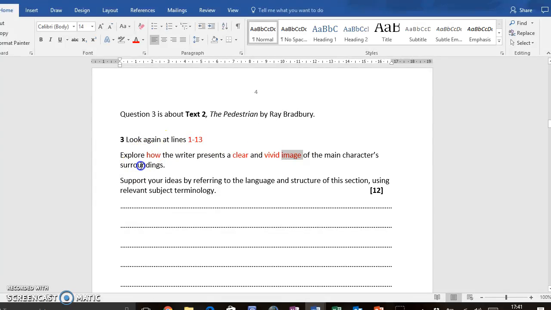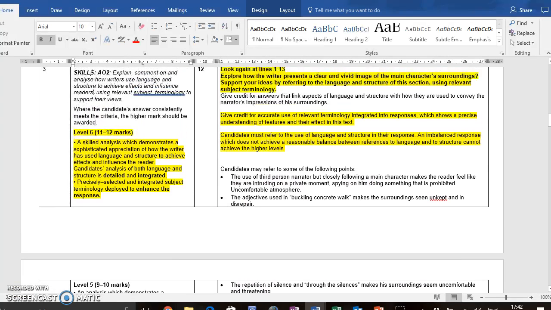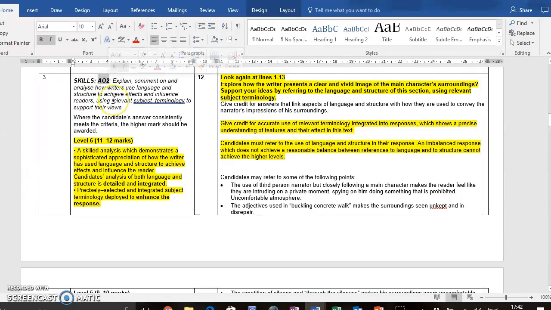And again, just like question 2 on this paper, it's asking you to look at settings, so the surroundings of the main character, okay? And of course, it says you must support your ideas by referring to language and structure using subject terminology. So this time I thought we'd have a look at the mark scheme and really look at how we're going to be securing a really good grade on this question. So this is the mark scheme, and that is your assessment objective that it's assessing you on. To get into a level 6, it's asking you to create a skilled analysis which demonstrates a sophisticated appreciation of how the writer has used language and structure to achieve effects and influence the reader.